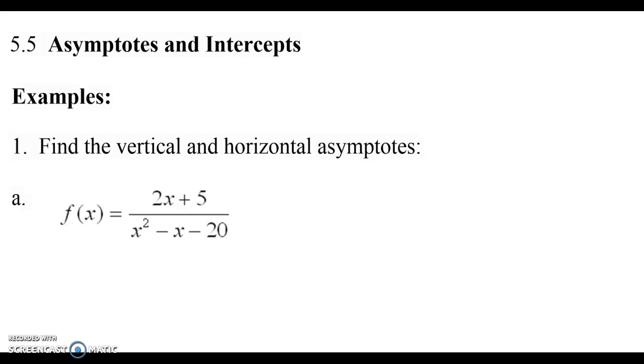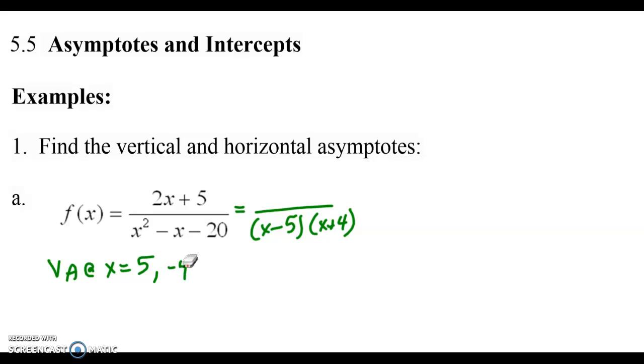Hello, Calculus 30. Today we are looking at finding asymptotes and intercepts, and we're looking at page 21 in your notes. Now when we look at this, all of number 1 is questions you've done before. We know that vertical asymptotes come from the zeros in the denominator, so we can easily find that out, and we factor.